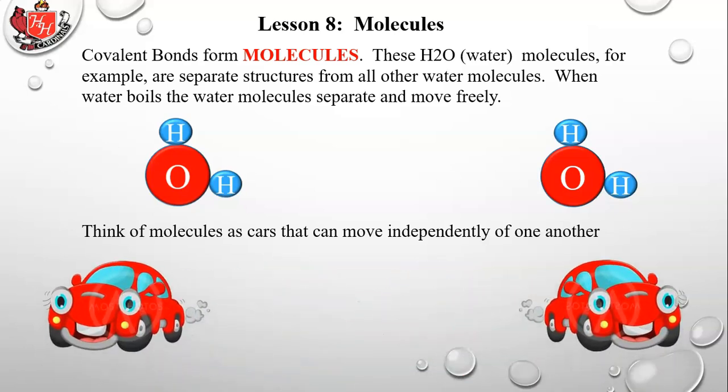So we talked about ionic bonds, we talked about formula units, but they weren't separate structures. They were like apartments in an apartment building or bricks in a wall. You could tell one formula unit from the next, but they were stuck together in a big block. Whereas molecules are actually separate independent structures that can move apart, as you just saw in this illustration.